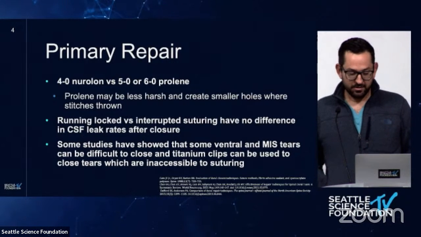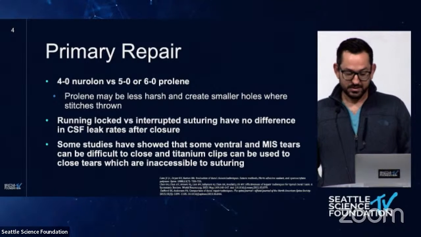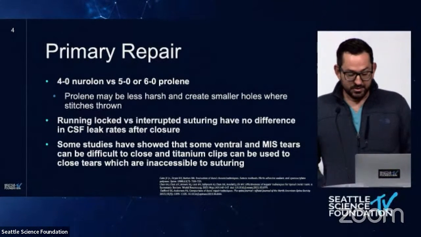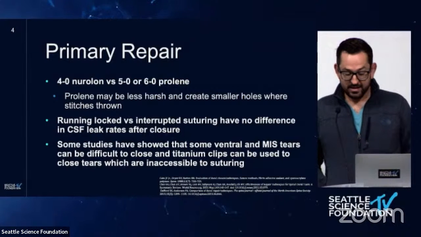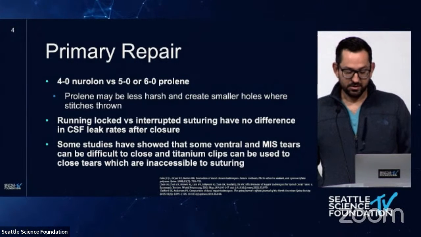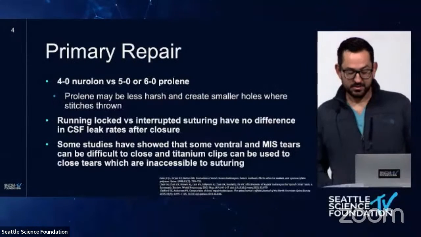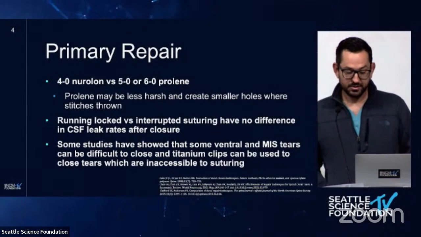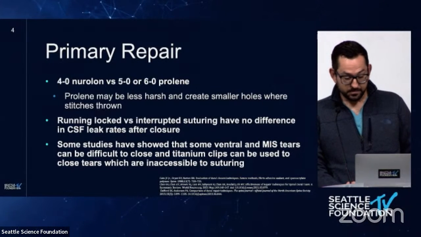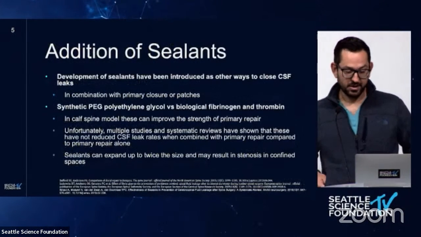There's literature out there comparing running locked versus interrupted. I've seen both here. Data says there's no difference with CSF leak rates post-op, whether you use interrupted stitches or whether you use running lock stitches. Some studies show that sometimes you can't do primary repair if you have a ventral dural tear, which is hard to get around to. Sometimes you can use titanium clips and just use clips to close the tears when you can't suture. And that's a good alternative as well.